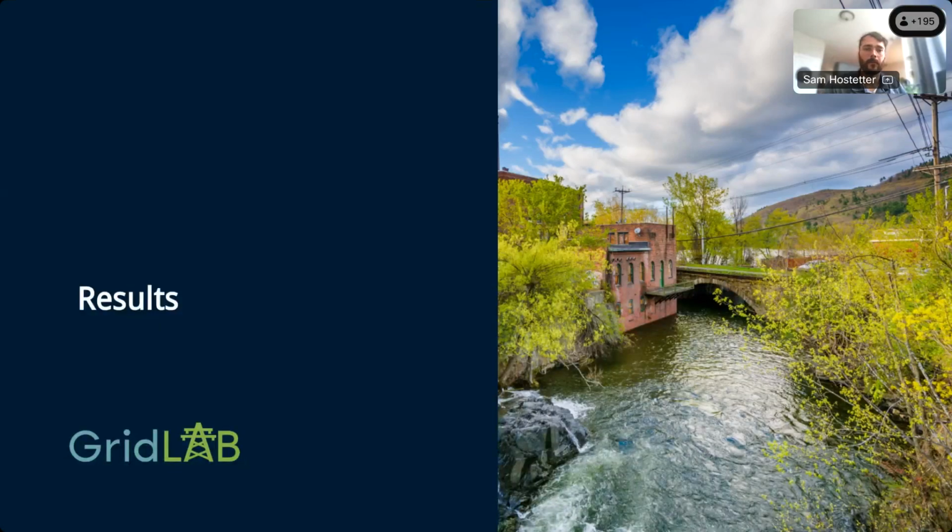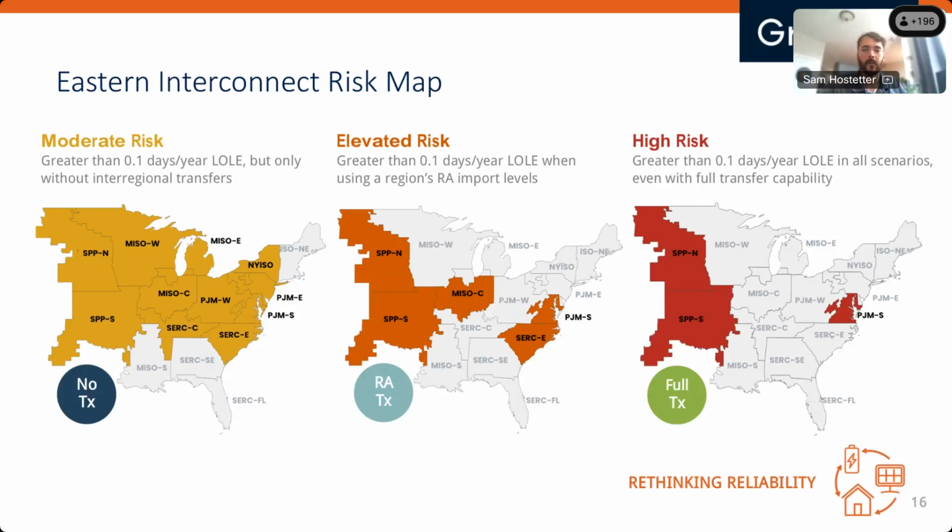All right, so following our input assumptions, we can start taking a look at some of the results of our Eastern Interconnect study. As an overview, here we have 3 different risk maps colored in depending on how many of the 3 scenarios each of the regions we studied exhibited greater than 0.1 days of loss of load expectation.